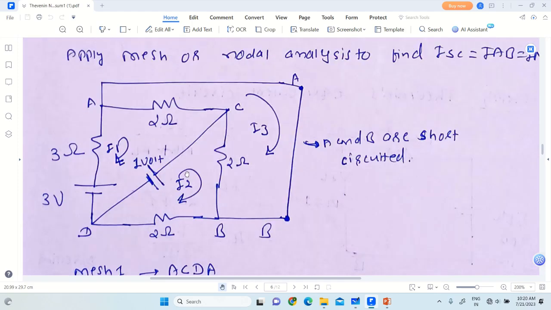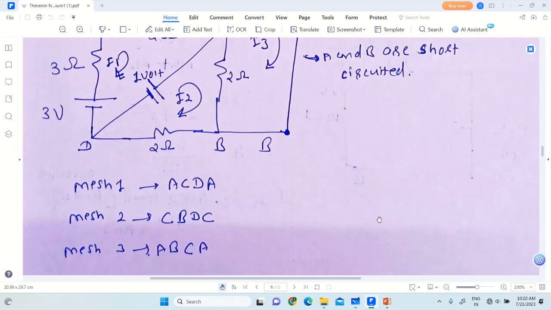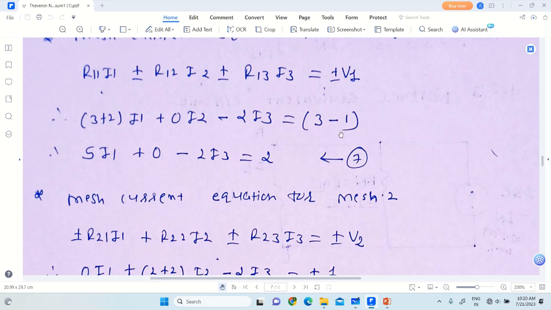And for 1 volt, now I don't consider 3 volt. If there is only 1 volt supply, then the 1 volt supply would supply the current from positive to C, C to A, to 3 ohm resistance, to D, to negative of the battery. So the current supplied will be in an anti-clockwise direction, whereas the direction of I1 is clockwise. So both the directions are opposite to each other. That's why we put negative sign for 1 volt. So this is the algebraic addition, it is 3 minus 1. Simplifying this, we obtain the equation 5 I1 plus 0 minus 2 I3 is equal to 2.